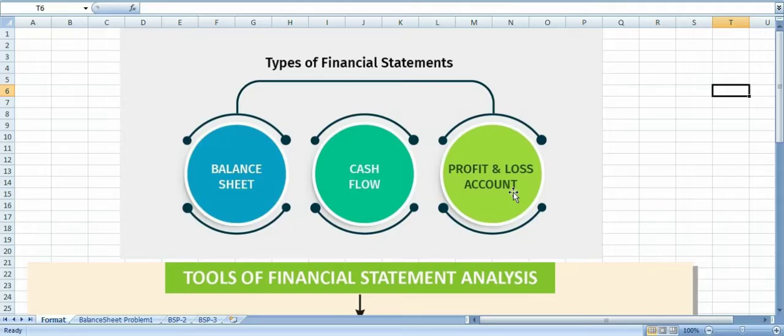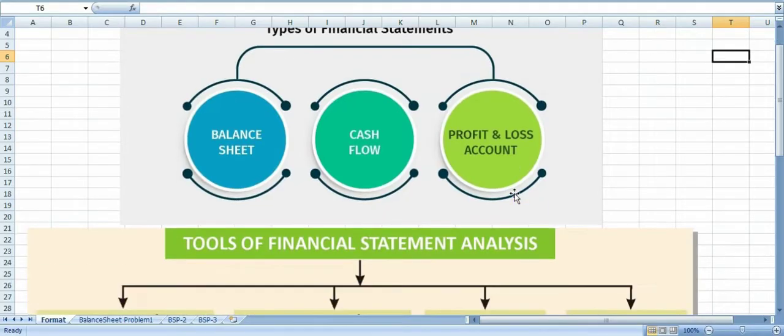Usually the investors will go through these financial statements and do the analysis process to understand whether the company is in a good position or not. Based on the suggestion of financial statement analysis, they will do the investment. Now we are going to see about comparative statement analysis.